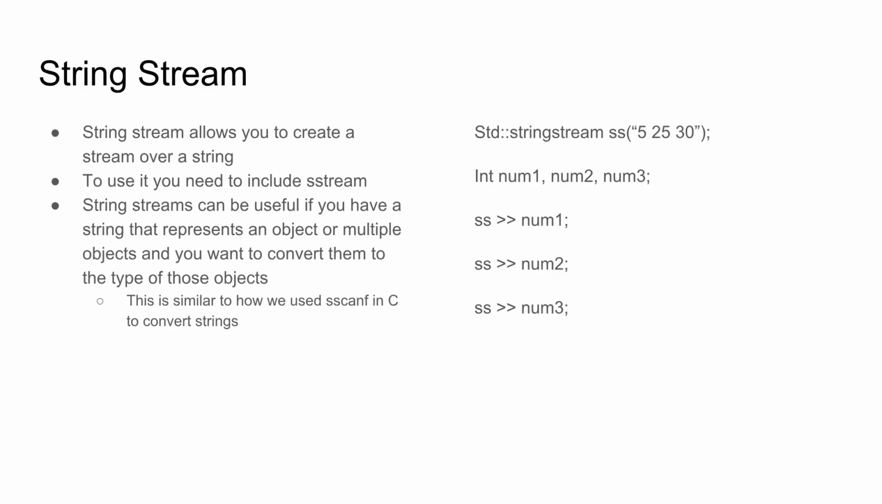There's also string streams, which can be useful for changing the types of things, or if you have multiple things that you need to read in and then convert them. It's pretty similar to scanf, but a little bit more flexible. So if we had some string stream SS that started as 5, 25, and 30, we could read in the values from it to get 5 into num1, 25 into num2, and 30 into num3. That's streams. Shouldn't seem too complicated. Do you guys have any questions about them?